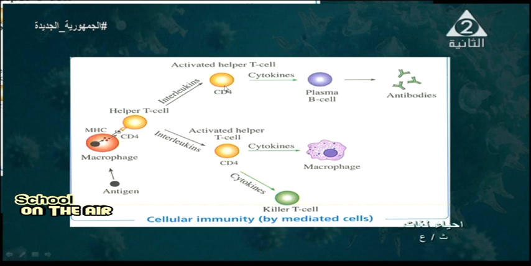CD4 can form cytokines which act on the plasma B cell and form the antibody. Or, in another type, cytokines make the macrophage form the killer T cell. These are two pathways to form the antibody.